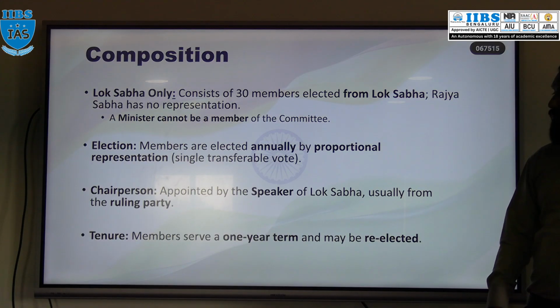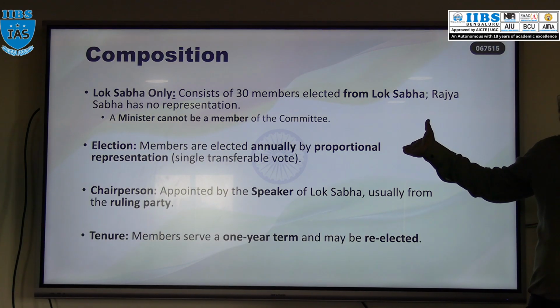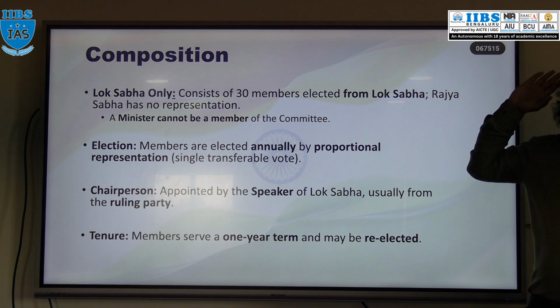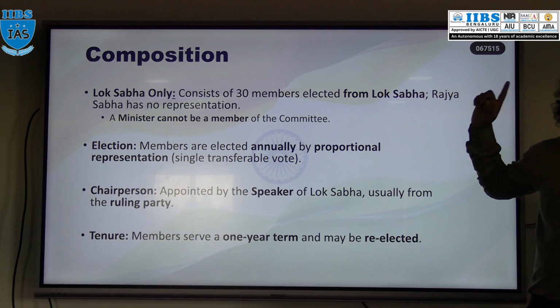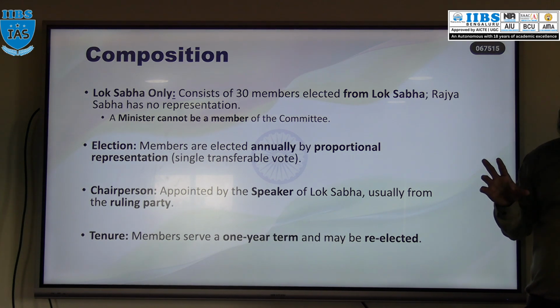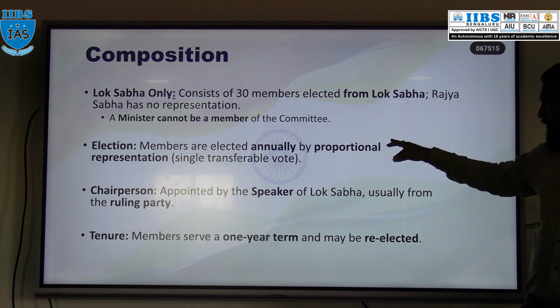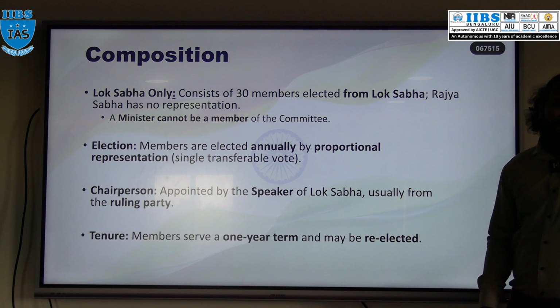And who will elect the members of this committee? The members are elected by a voting procedure. Not like nomination by the Speaker or chairman. Here the House, Lok Sabha, will elect the members of this committee from among themselves by the method of proportional representation by single transferable vote.